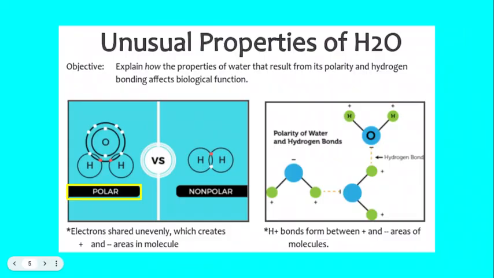So our objective from this presentation is to be able to explain how the properties of water that result from its polarity and hydrogen bonding affect biological function, affect life. So water is described as a polar molecule. What that means is that the electrons are shared unevenly. As we know, that creates areas of positive and negative charge in that molecule. And so those hydrogen bonds form between the positive areas of one molecule, the ears, and the negative areas of the other molecule, the chin, if you will. And so those molecules are loosely held together to create the liquid water.